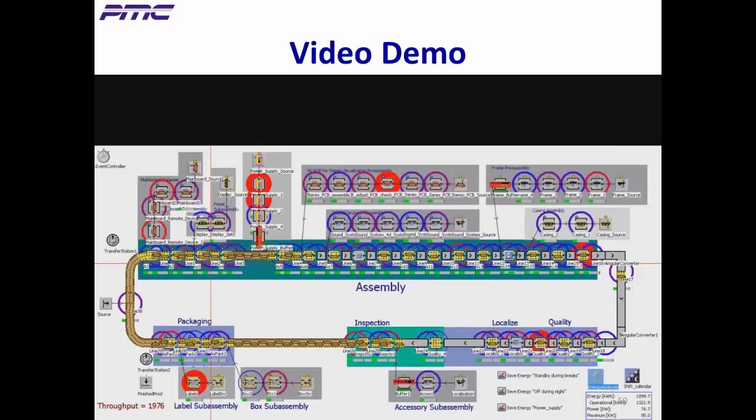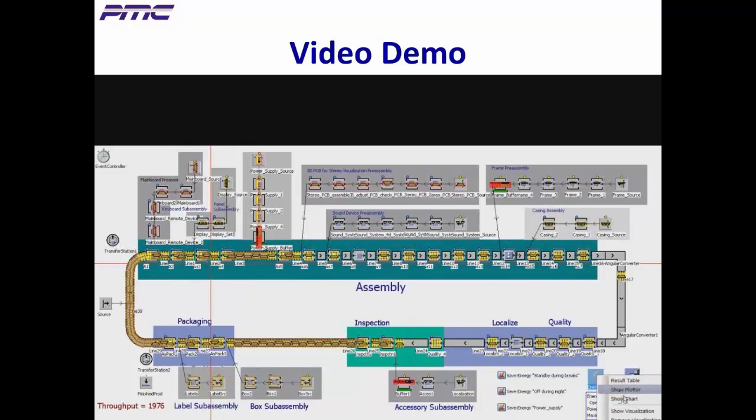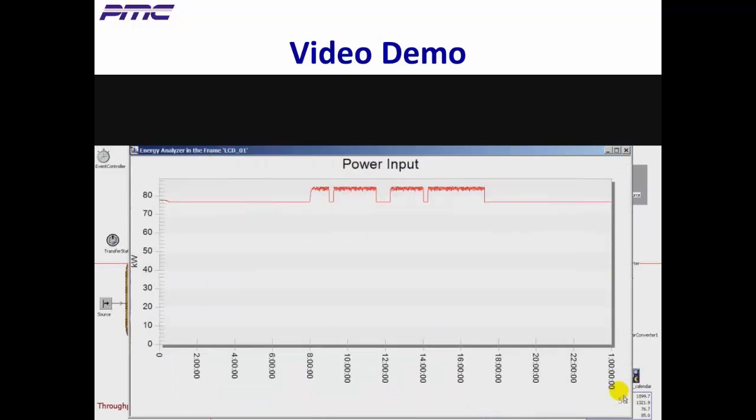Instead of diving into individual station details, let's take a look at the Energy Analyzer's Show Plotter option. This shows kilowatt consumption at any given time. As you can see, from midnight until the start of the one shift we are working at 8 o'clock in the morning, all the stations and conveyors were in operational or waiting state and consumed approximately 77 kilowatts. Then at 8 o'clock, the equipment switched to working state and consumed about 85 kilowatts.